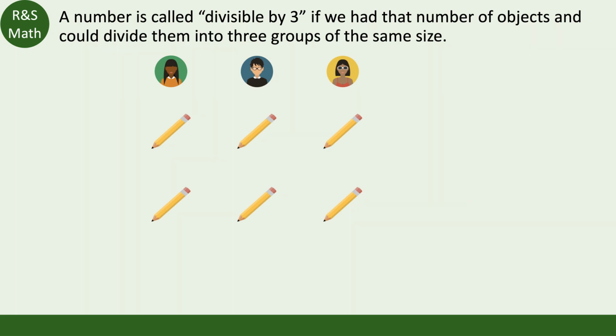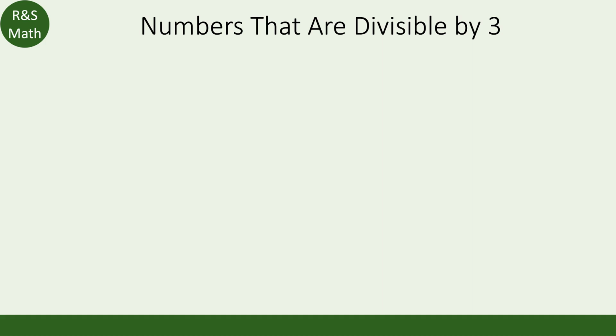What is the next number of pencils we could have that we could divide equally among 3 people? 7 and 8 pencils could not be divided equally among 3 people, but 9 pencils could, with each person getting 3 pencils. So 7 and 8 are not divisible by 3, but 9 is divisible by 3. Let's start a list of numbers that we just determined were divisible by 3. 3, 6, 9. What do you think the next number in this list should be?